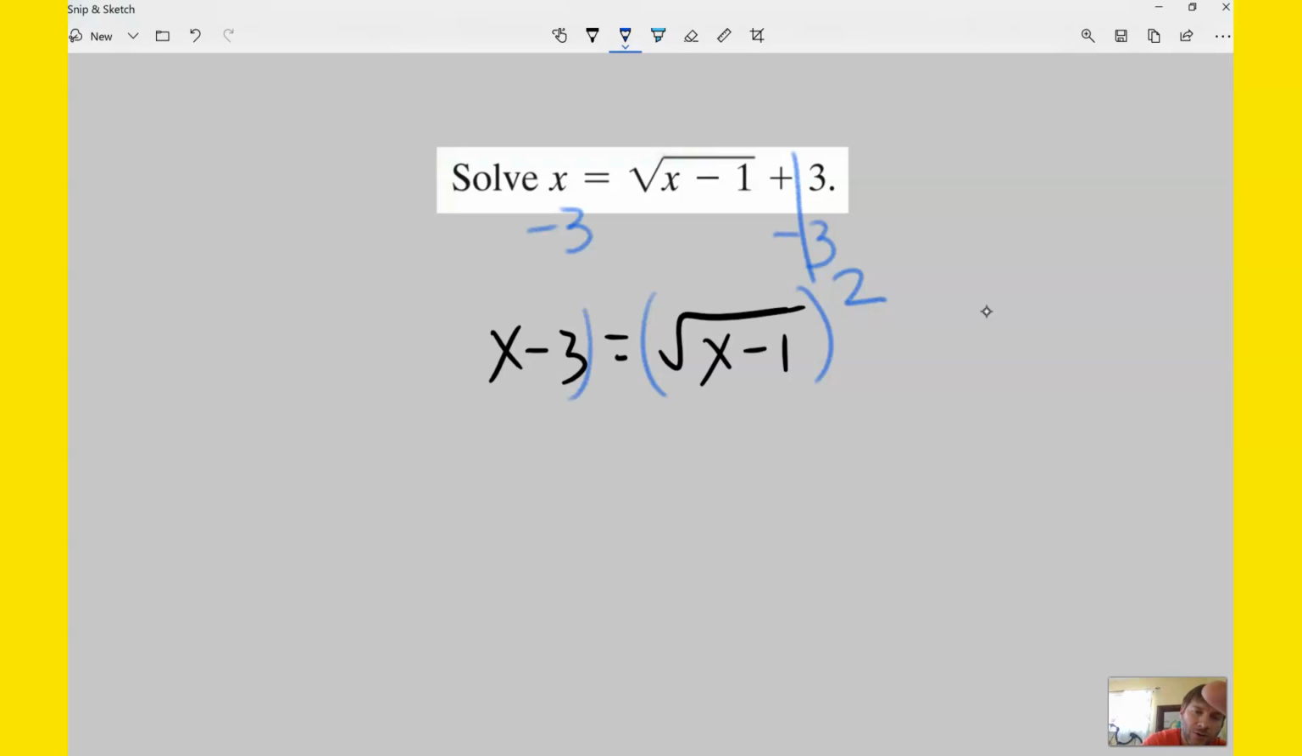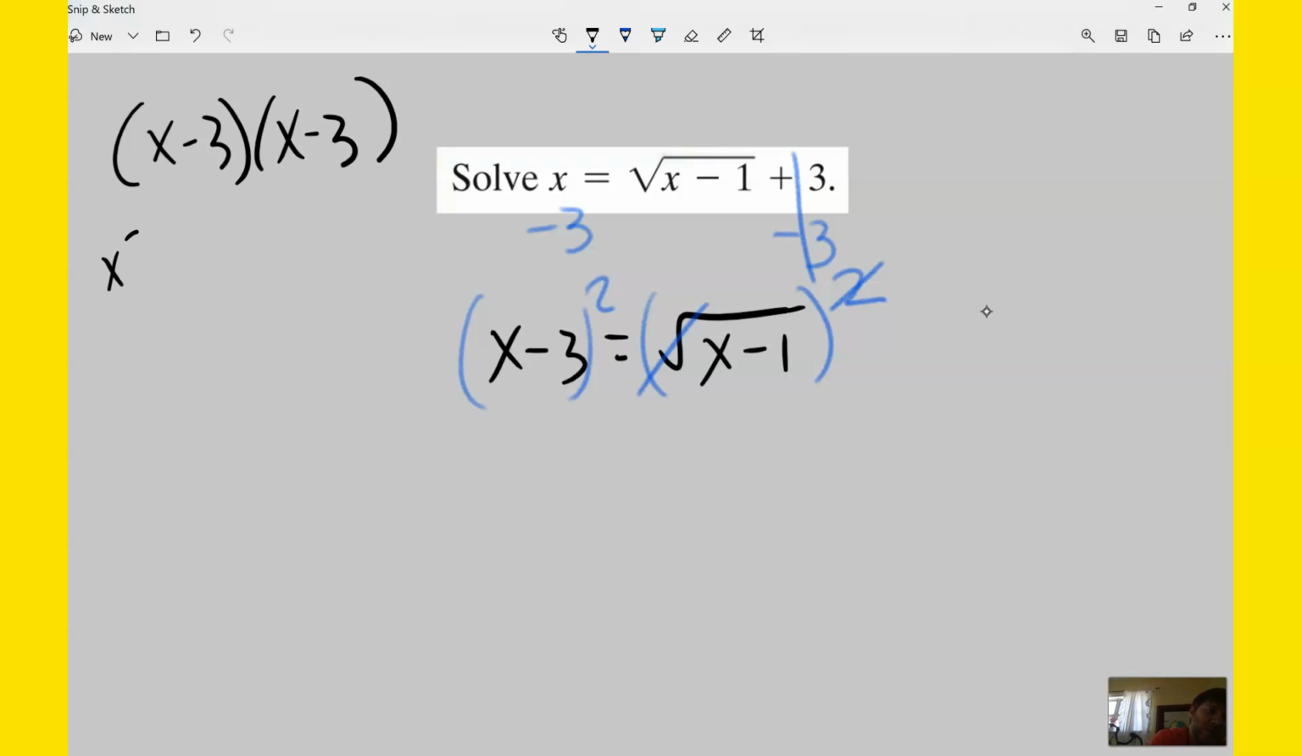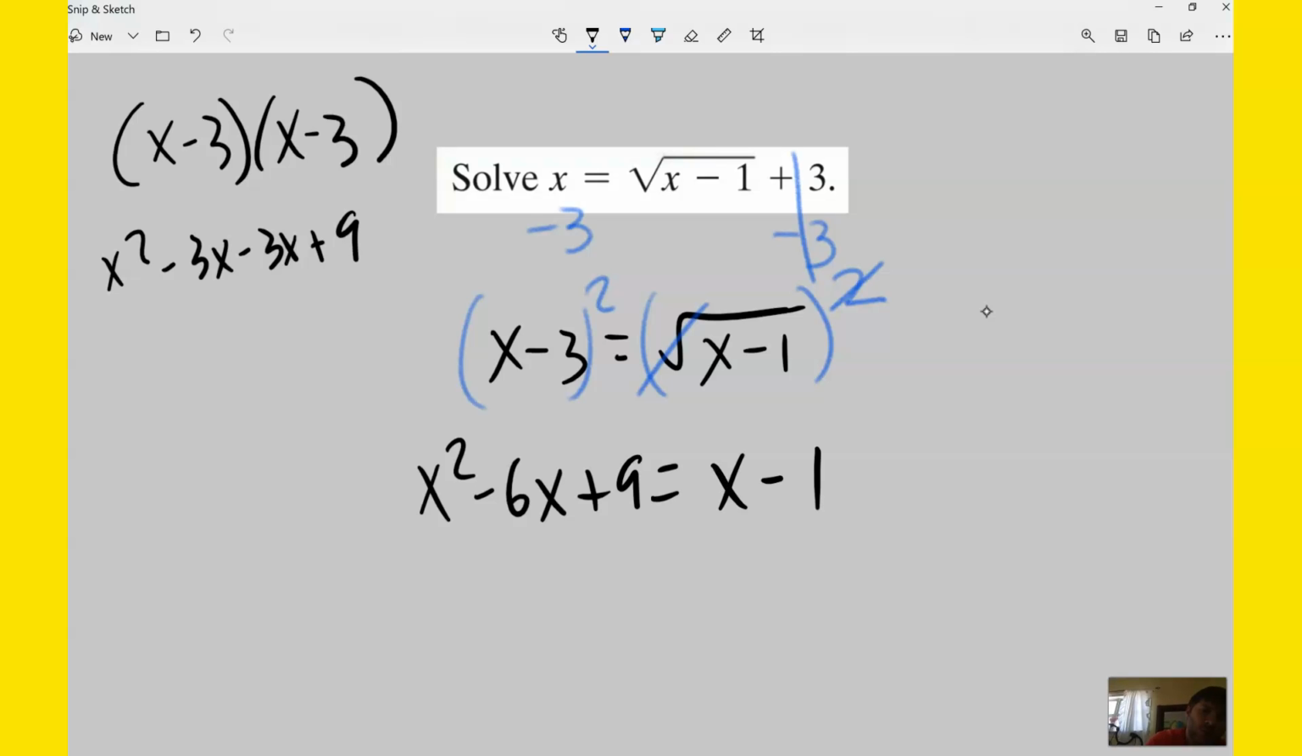Again, to get rid of the square root, use a squared exponent. So that cancels that radical out. But over here on the left was what makes this a little more difficult: I have to do x minus 3 squared. That means I have to do x minus 3 times itself. So that's distributing. That's going to be x squared minus 6x plus 9 equals x minus 1.